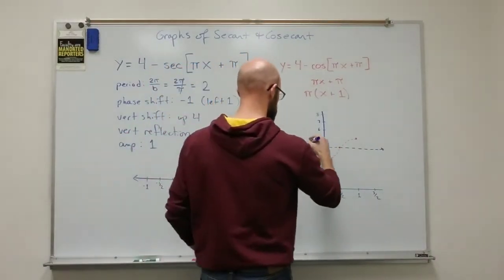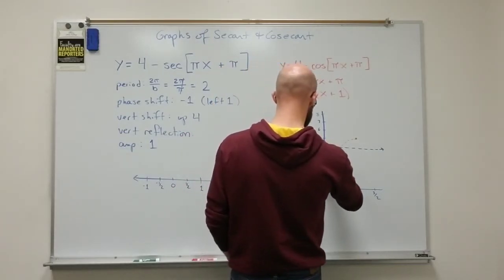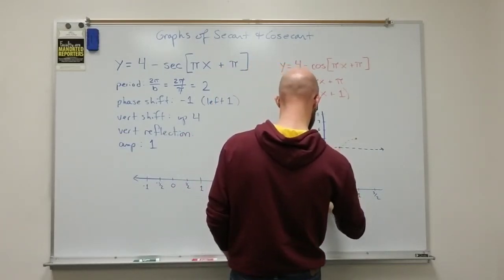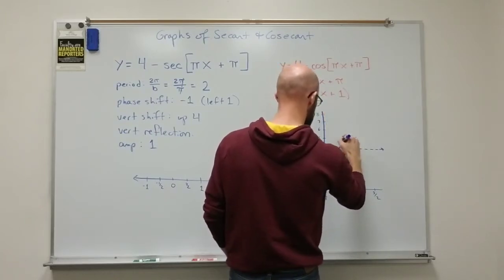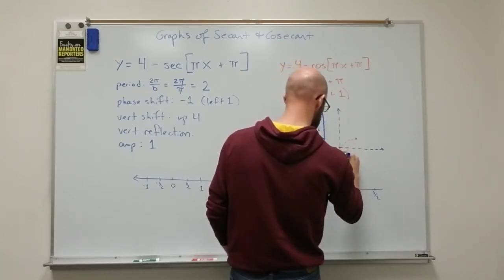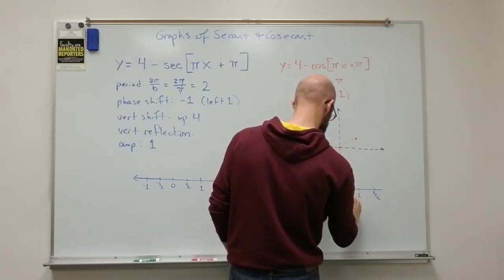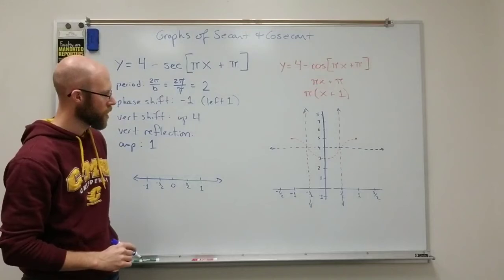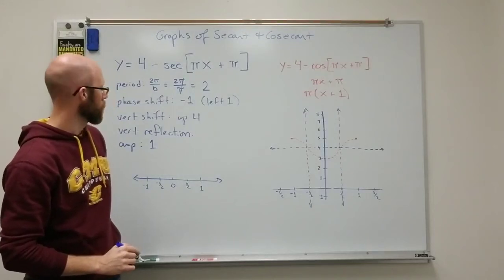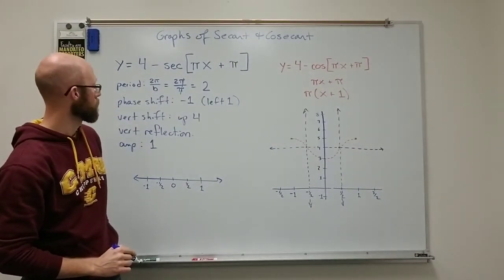Okay, so I want to sketch in those asymptotes. At -1/2 and at 1/2. Okay, so I've got my 2 vertical asymptotes in there. And then the graph, let's see, am I missing anything else?